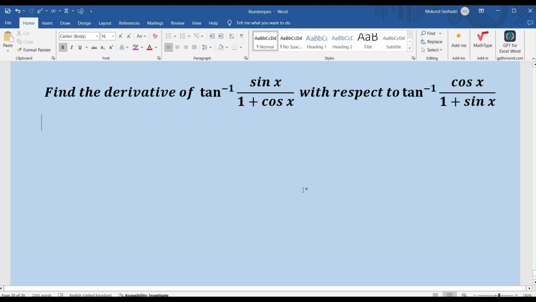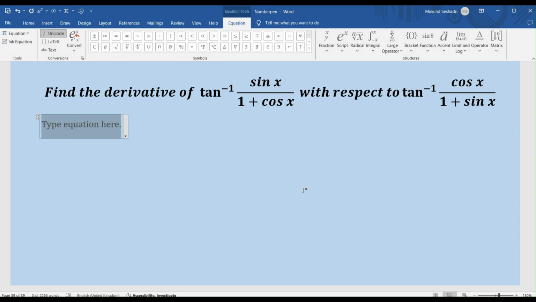So there we have the problem on our screen. Find the derivative of tan inverse of sine x divided by 1 plus cos x with respect to tan inverse of cos x divided by 1 plus sine x, right? So we have two functions u and v. Let's write down what is our u and what is our v.